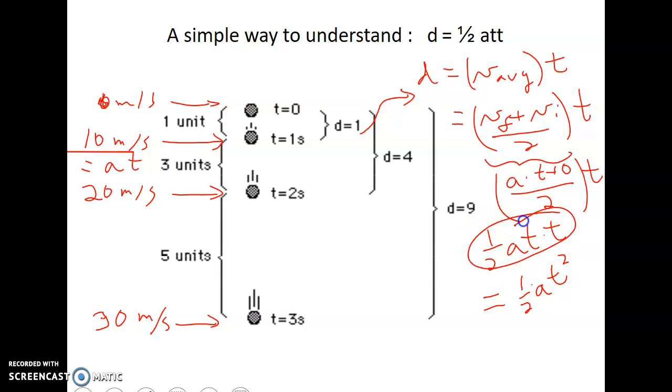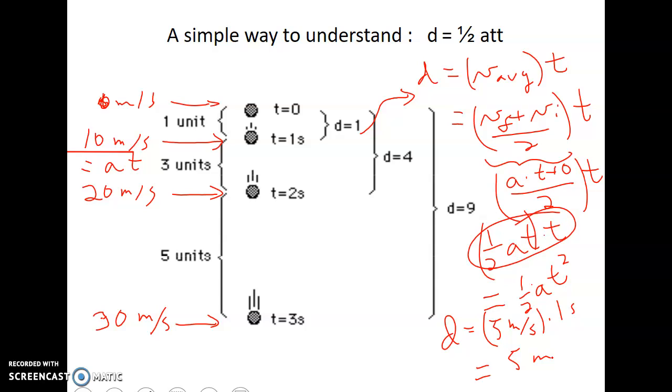I prefer to use 1/2 att just because from experience I have found that physics students have the hardest time remembering to square the t. I even do it occasionally sometimes, and I've been at this for many, many years. Okay. So this distance then is going to be the average between 10 and 0, which is 5. 5 times 1 second, the distance is 5 meters per second, which is 1/2 at, times 1 second. And that's going to be 5 meters.